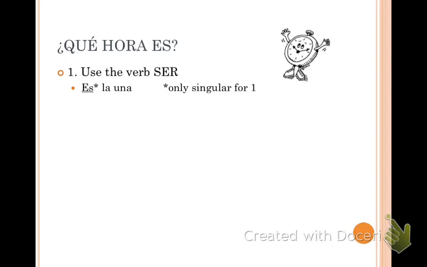When the hour is singular, when it's 1 o'clock, la una, we're going to use es. So if you want to say it's 1 o'clock, you'd say es la una. For all of our other hours, it's son, because all of our other hours are plural. So son las dos, son las tres, son las cuatro, son las cinco, son las seis, son las siete, son las ocho, son las nueve, son las 10, son las 11, son las 12. All of those are going to use son.